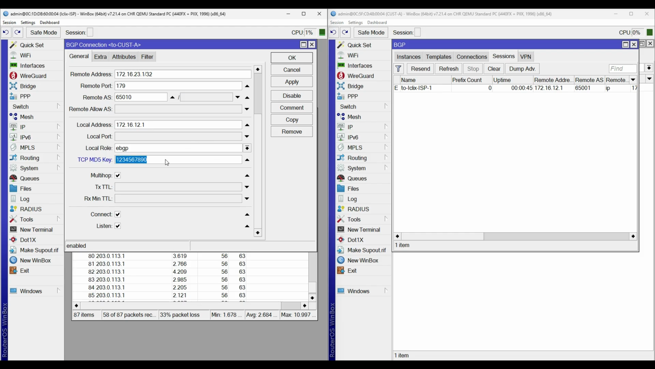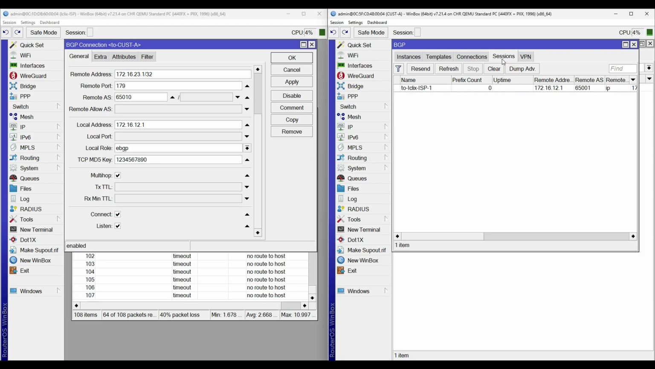MD5 authentication protects the BGP connection by requiring both routers to use the same shared key. If the keys do not match, the BGP session will fail even though IP connectivity and multihop are working. For a production network, use a strong and randomly generated key rather than this simple lab example.